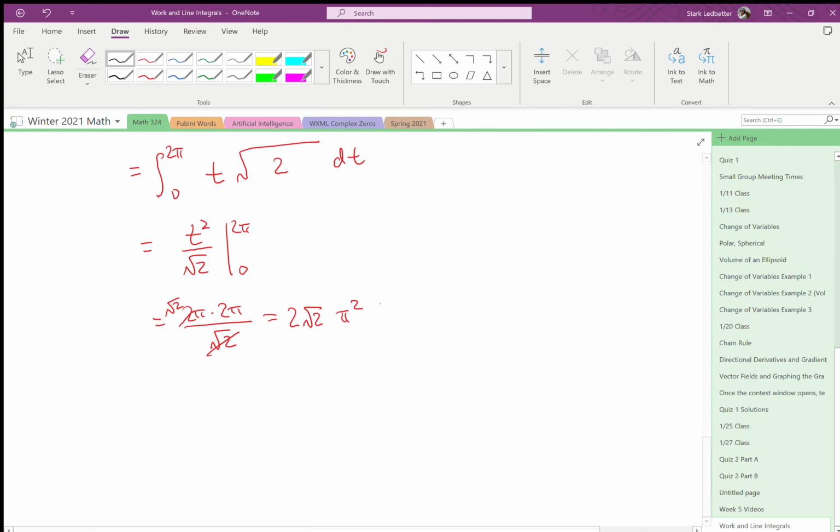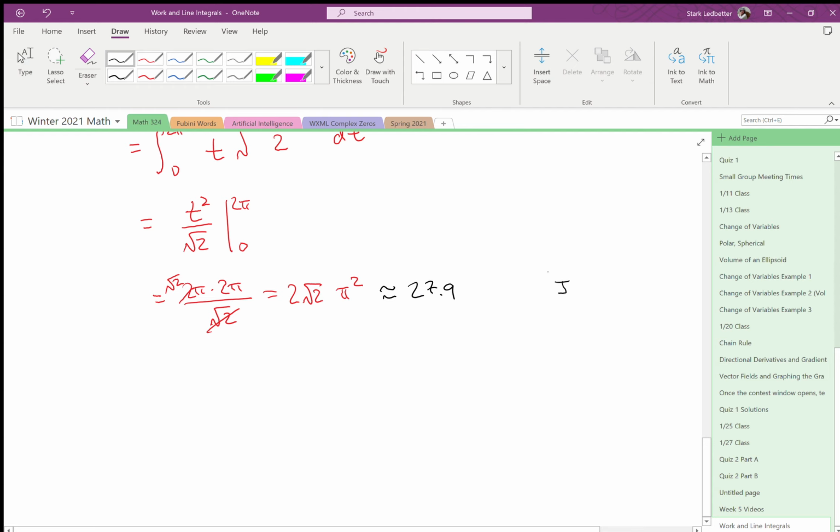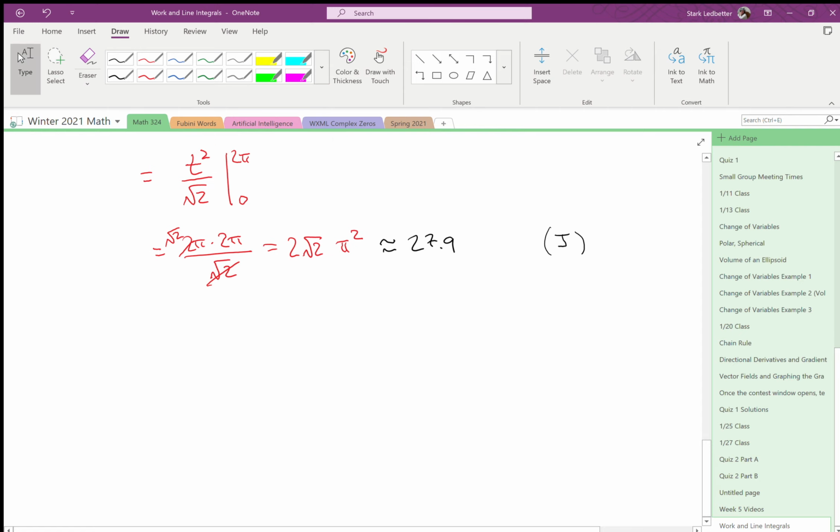So let's just write down a number. If you put this into a calculator, this is about 27.9. We didn't give units, but sometimes work is in joules, which are Newton meters. May or may not be in joules in this case. Okay, so let's just keep that in mind, and then let's do a line integral.